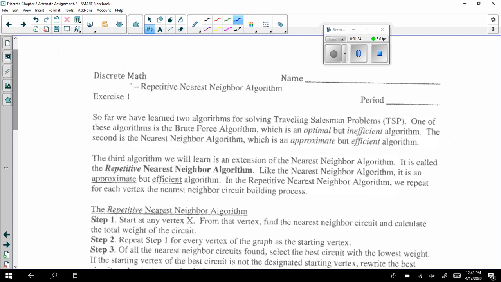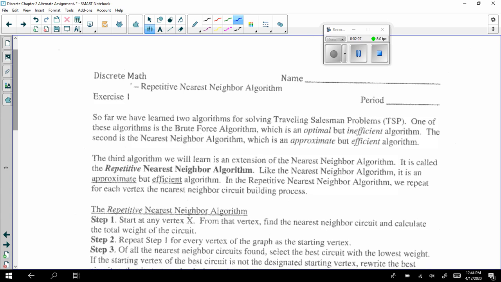So far we've learned about the brute force algorithm, which always gives an optimal solution, but it's not always efficient. When you only have like four vertices, it's not so bad, but when you have 5 or 6, you end up having to do like 24 different outcomes. So it's really time consuming. And then we have the nearest neighbor algorithm, which is approximate, but it's very efficient. So sometimes we'll use that.